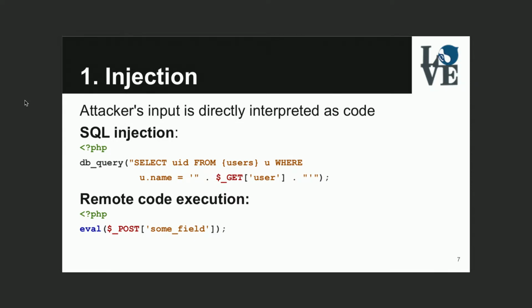Two really obvious examples here. In the Drupal 7 context, someone interpolates a variable from the query string directly into an SQL query. So you see that get user. You might have been expecting a user ID, like an integer there.